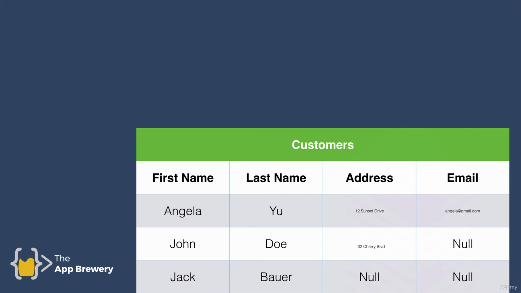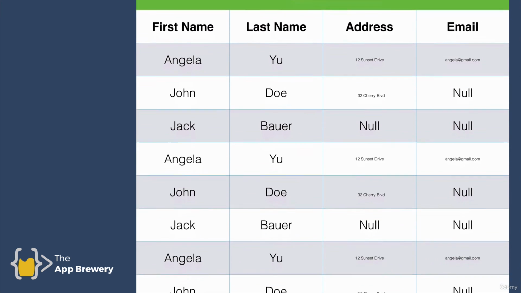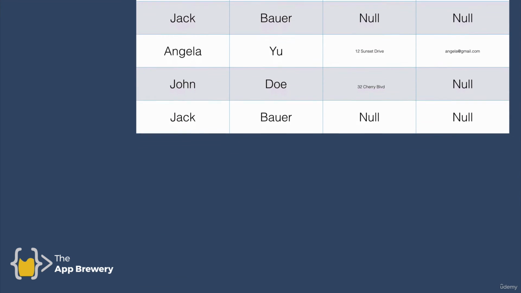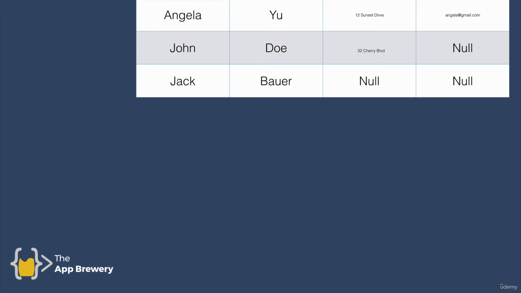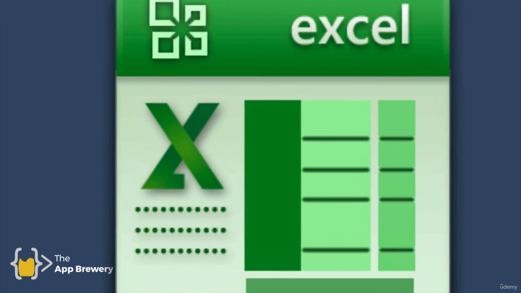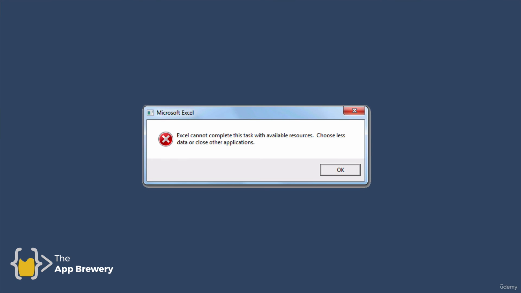If you've ever had an Excel spreadsheet that has lots and lots of rows, so say 10,000 plus rows, then you might have experienced this. It gets slower and slower the more rows of data you add, until a point where the file is so big that your computer can no longer handle it, and you might get a pop-up saying, Excel cannot complete this task with available resources. Choose less data or close other applications. It's saying that you need a more powerful computer.